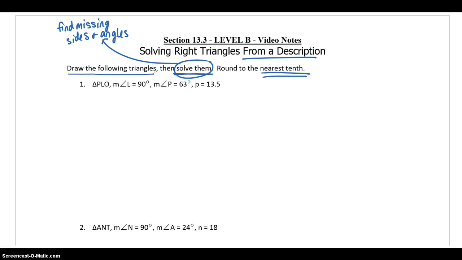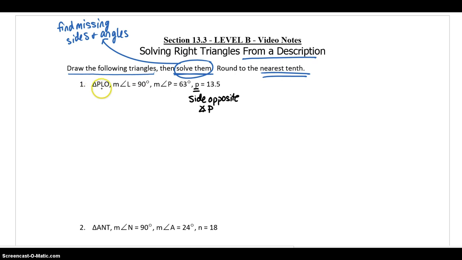So, let's get started. Number one, it says triangle PLO. The measure of angle L is 90 degrees, the measure of angle P is 63 degrees, and lowercase p is 13.5. So remember, lowercase letters, that means it's a side, and more specifically, it's the side opposite of uppercase P, so of angle P. Alright, so just remember that. Uppercase letters, those are going to be our angles.